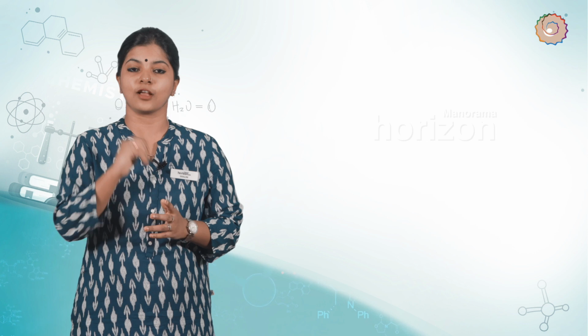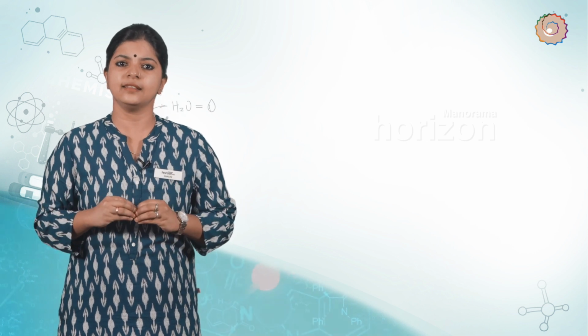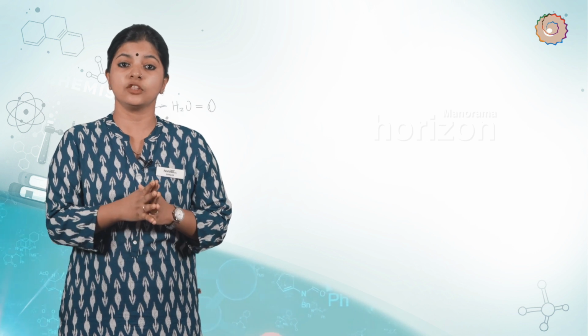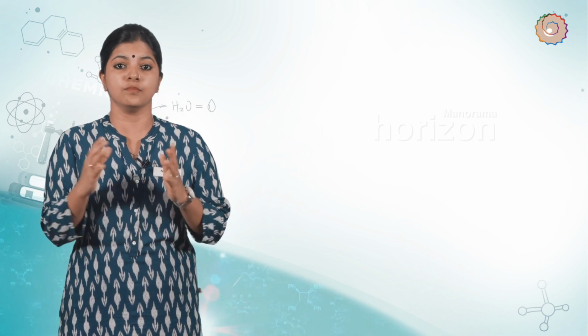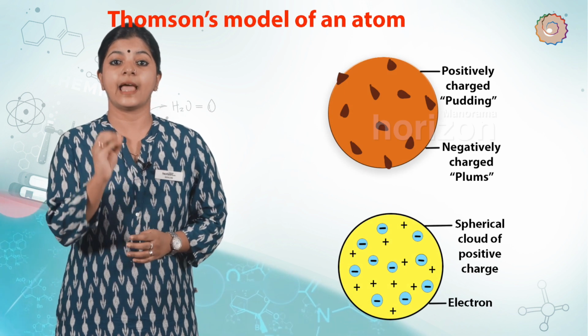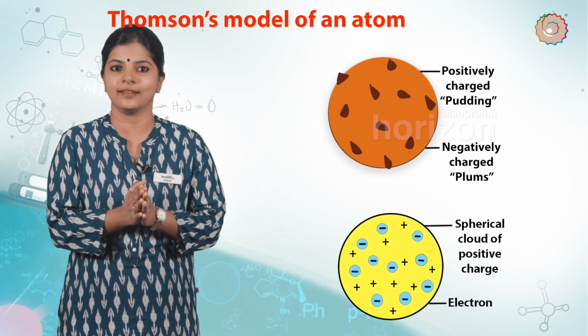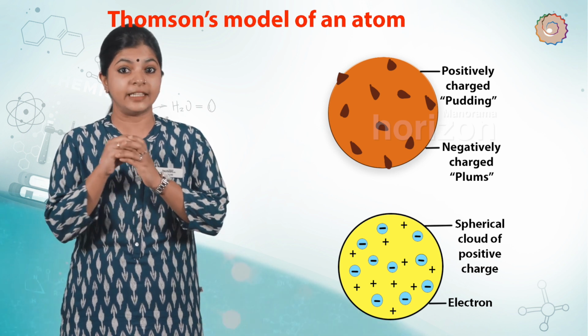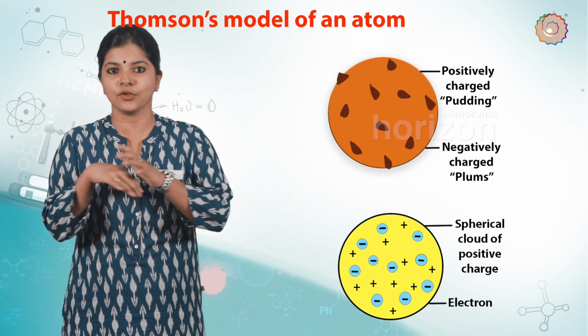Now coming to the structure of an atom. For explaining this, many scientists proposed various atomic models. J.J. Thomson was the first one to propose a model for the structure of an atom and called it the Thomson's model of an atom. According to Thomson's model, an atom is similar to a Christmas pudding. The pudding had positive charge and the electrons having negative charge were like plums on the pudding.